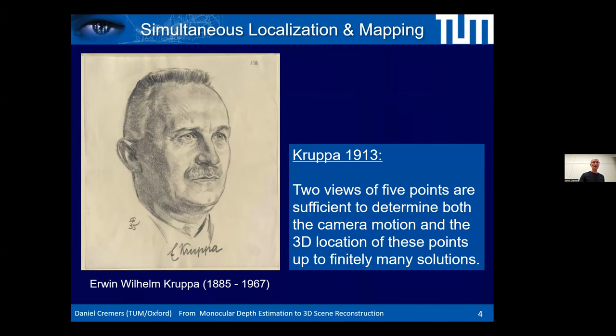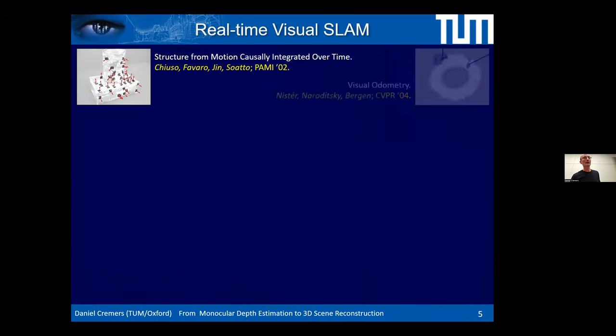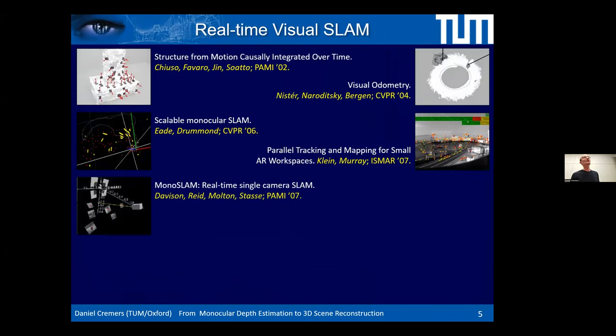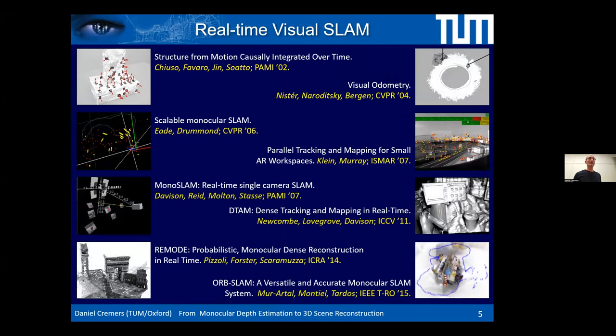So Krupa. The classical result of Krupa. And based on this result, there's a lot of kind of 3D computer vision that emerged in the 70s, 80s, and around the 2000s, we saw some of the first real-time capable, what was then called structure from motion algorithms.